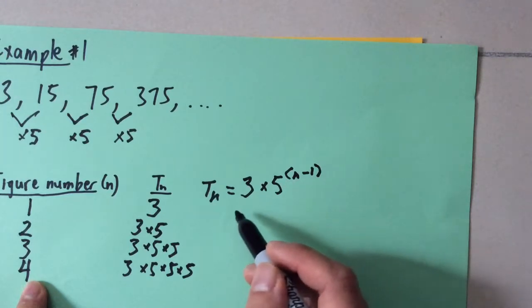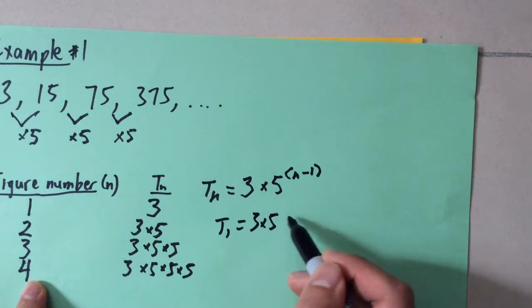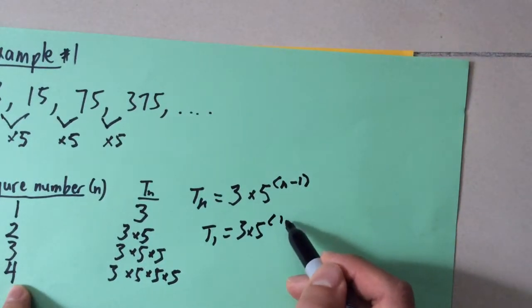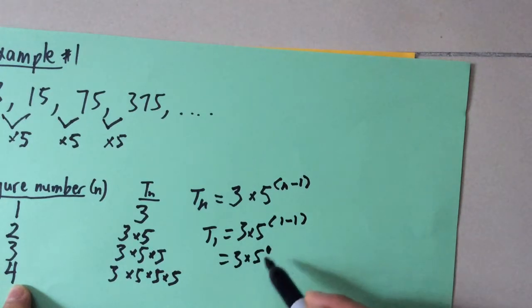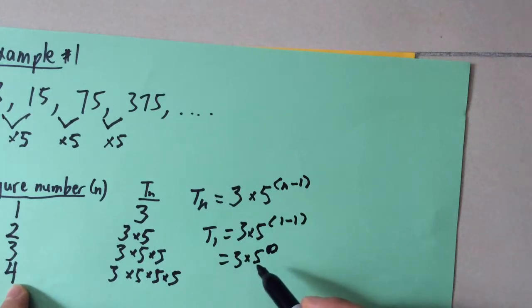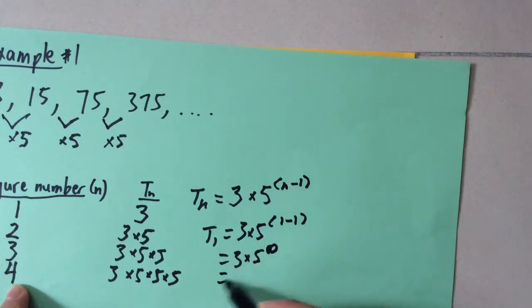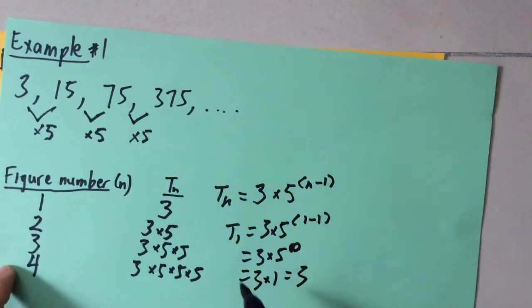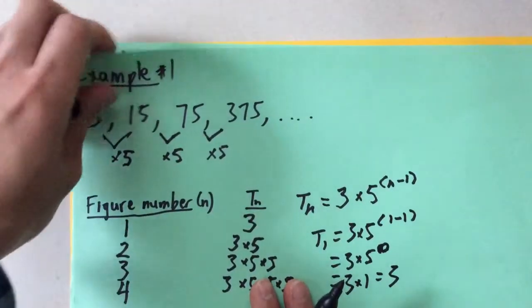And that will equal, t1 is 3 times 5 to the power of 1 minus 1. In other words, that's 3 times 5 to the power of 0. And if you remember what we've learned in previous lessons, way back at the beginning of the course, we know that any number to the power of 0 is 1. So t1 would be 3 times 1, which is 3. Okay. It always helps to verify your answers.